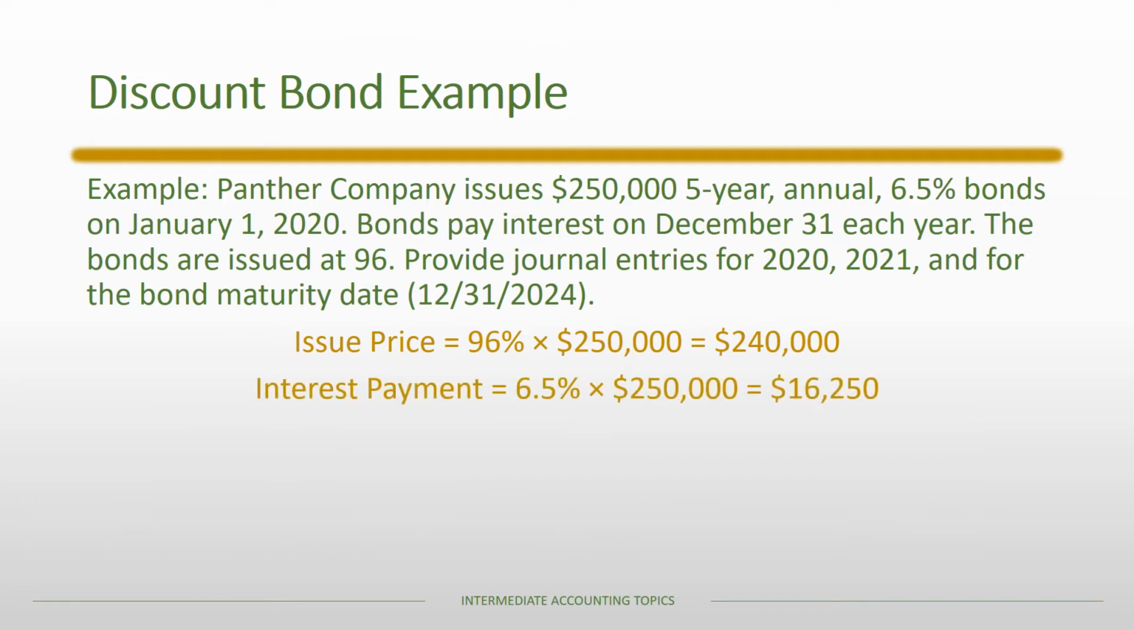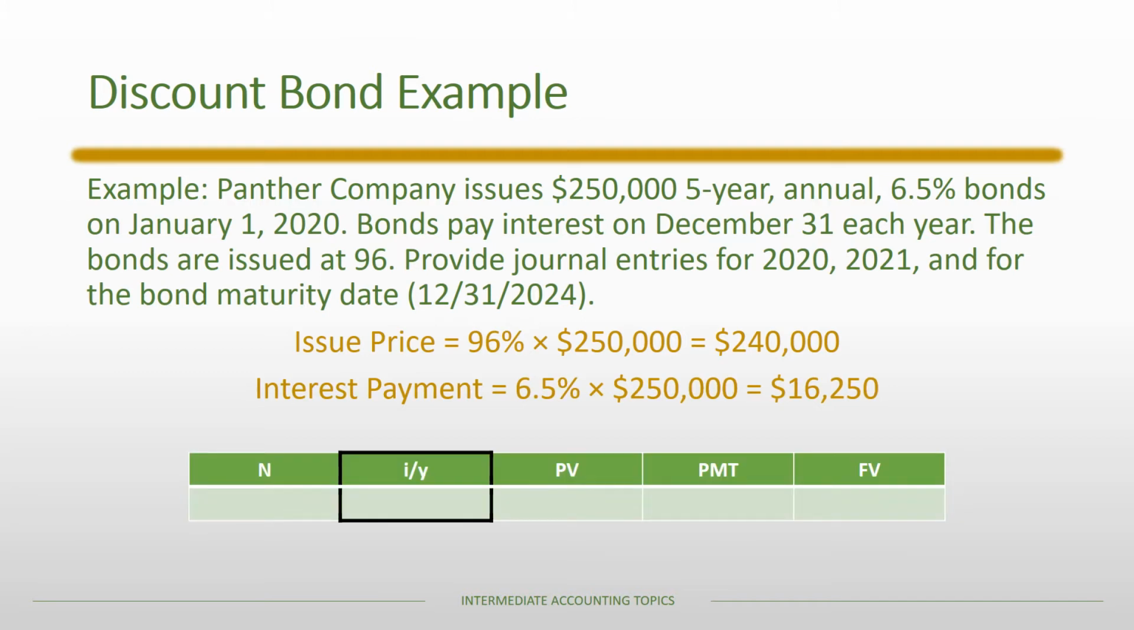So now we calculate the interest payment, and the interest payment, of course, is the bond rate, 6.5%, applied to the par value of $250,000, which means that each interest payment is $16,250. We're going to take this information, and now we're going to start creating our amortization table. The first step to creating the amortization table is actually solving for the bond yield.